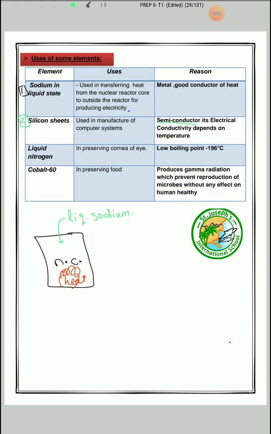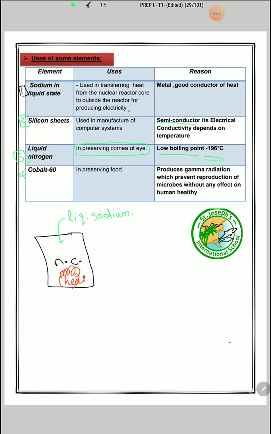Liquid nitrogen, number 3. It's used in preserving the eye cornea. Eye cornea is a part of the eye. In order to preserve it without being spoiled, we have to put the eye cornea in the liquid nitrogen, as it has a low boiling point, you can imagine it's negative 196 degrees Celsius.